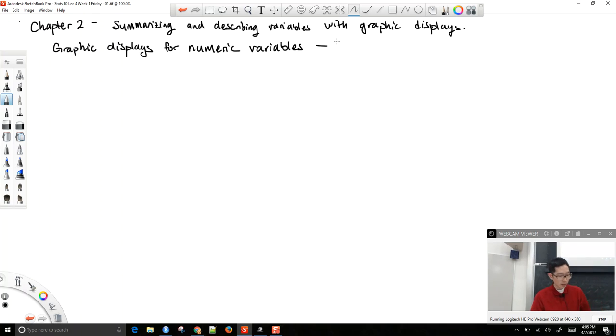As far as graphic displays for numeric variables go, our first example will be the dot plot. A dot plot is very simple. It's basically a number line with dots for where the data is. So a dot plot is a number line with dots for each data point.